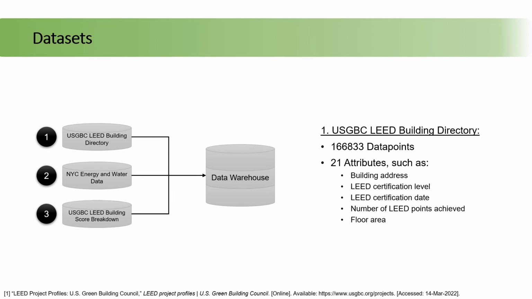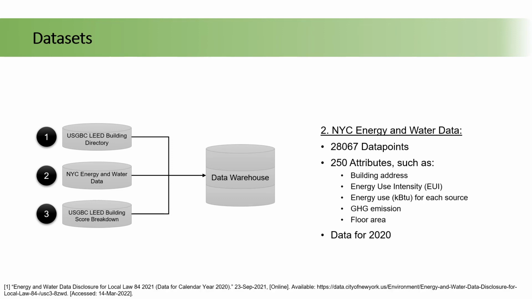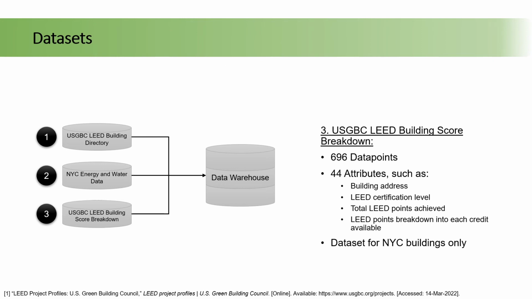The first dataset is the US Green Buildings Council's LEED Building Directory. This dataset contains LEED buildings registered. The second main dataset used is the New York City Energy and Water Database from 2020. This dataset from the New York City Open Data Portal contains the energy consumption per building and other attributes. Our last dataset is the USGBC LEED Building Score Breakdown dataset. This dataset was scraped off the USGBC's website for buildings in New York City.